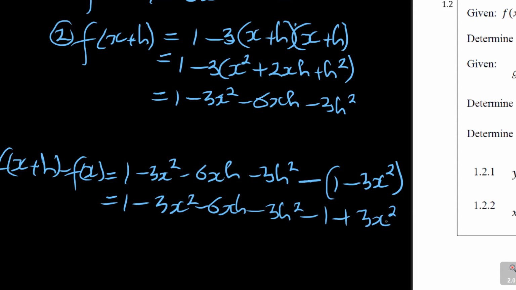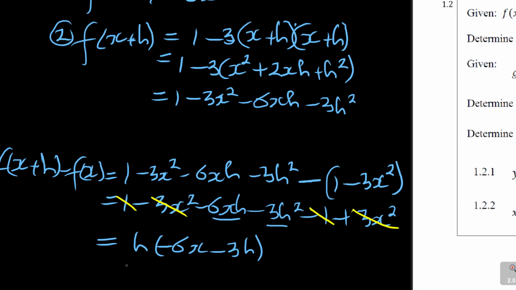See that? Now look what I mean when I'm saying it's cancelled. 1 and minus 1, 3x squared and that. Then you are going to get what is remaining, but factorize h outside: h times negative 6x minus 3h.